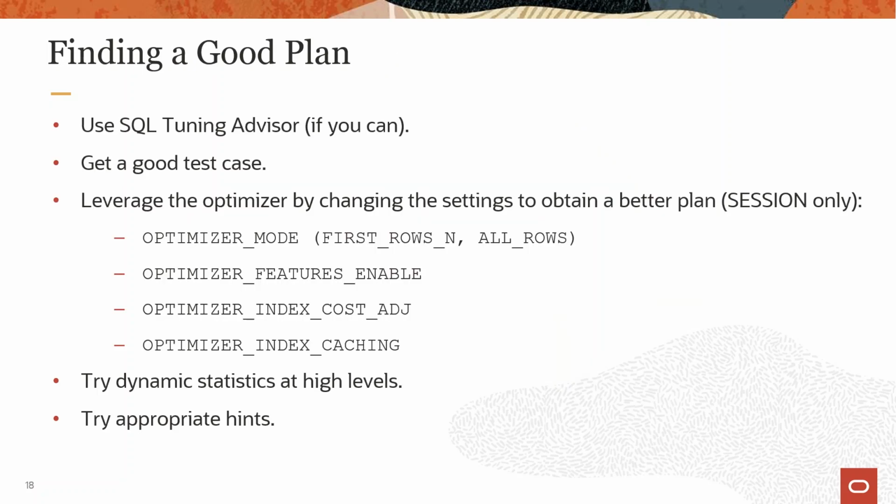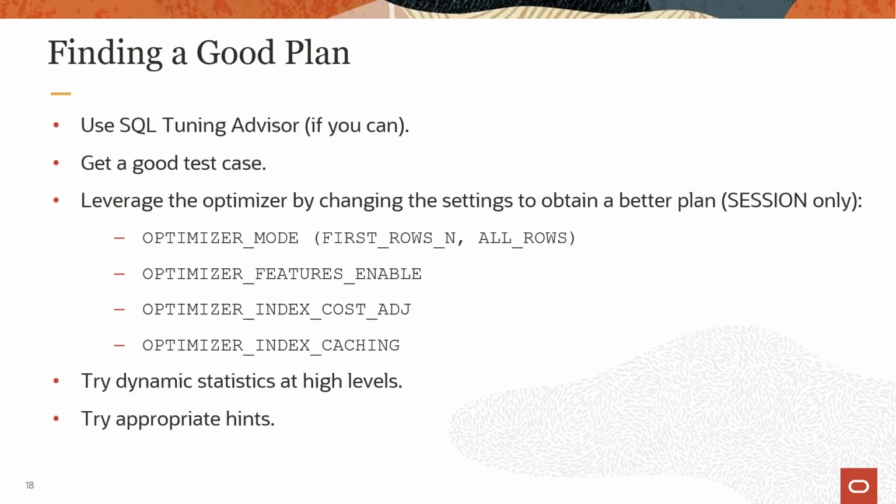Now, what can you do to find a good plan? First of all, if you have access to the tuning pack, you can use the SQL Tuning Advisor. Also, you can try to build up a good test case and see how changing parameters like the optimizer mode or the optimizer features enable parameter would influence the decision making of the optimizer in coming up with an execution plan. So you can try to leverage the optimizer by changing the settings to obtain a better plan.